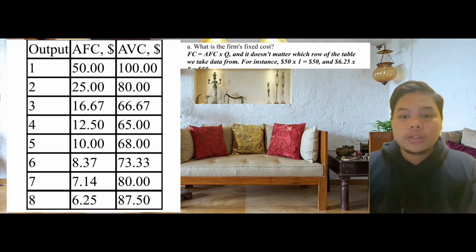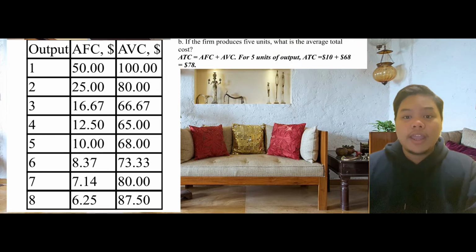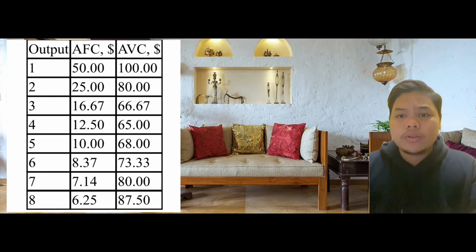FC equals AFC times Q. So for instance, 50 times 1 equals 50, and 6.25 times 8, we get 50. ATC equals AFC plus AVC. For 5 units of output, ATC equals 10 plus 68, and we get 78.